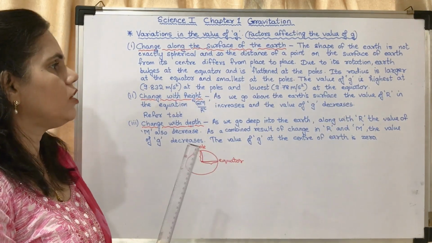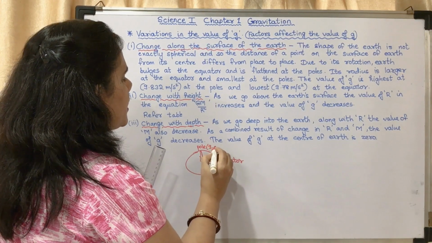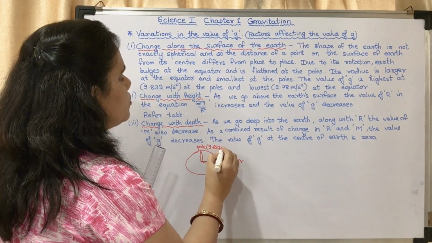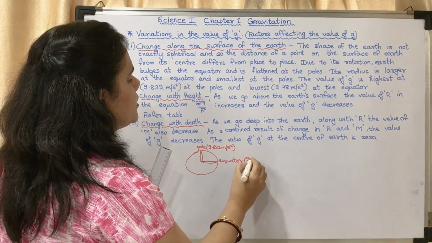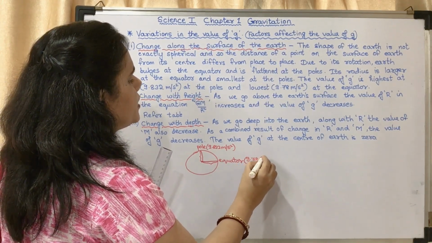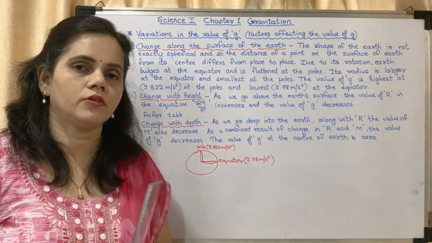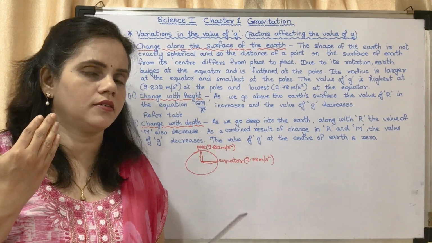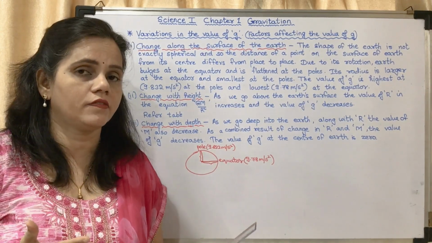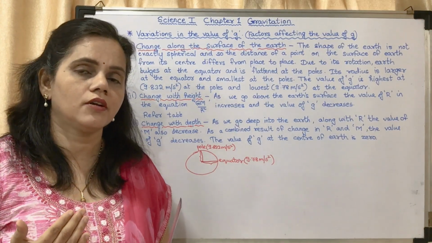So what is the value of g at the poles? At the poles it is 9.832 meter per second square, and at the equator it is 9.78 meter per second square. This could be an objective question also. What is the value of g at the center of the earth? That we will see afterwards.